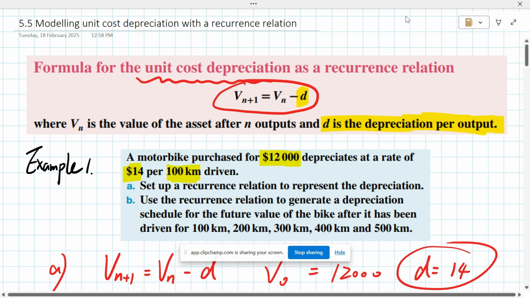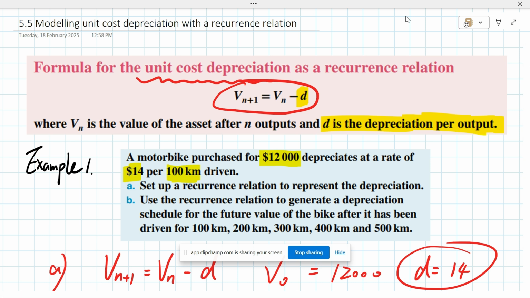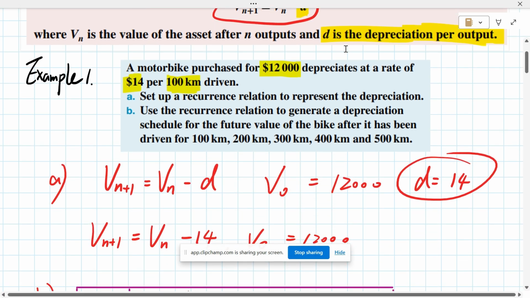V(n+1) is equal to Vn minus d, where we're using the flat rate, and d is the depreciation amount. So what that actually means, like in these examples: a motorbike purchased for $12,000 depreciates at the rate of $14 per 100 kilometers. Set up the recurrence relation to represent the depreciation.